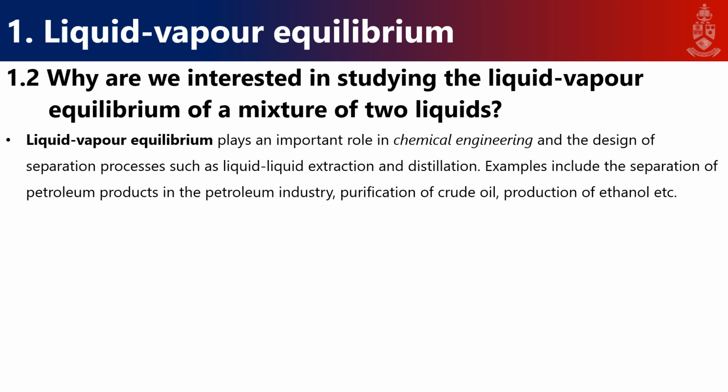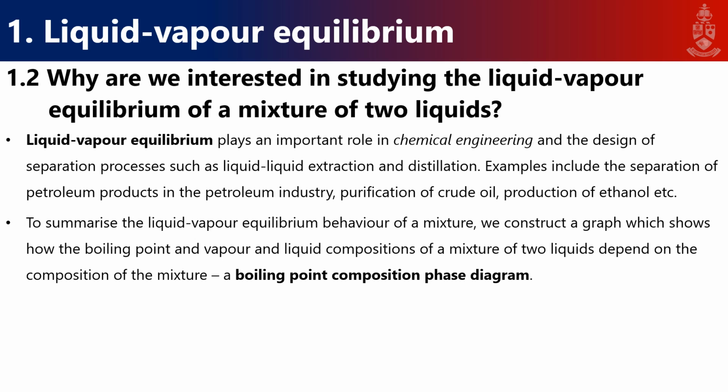Some examples include the separation of petroleum products in the petroleum industry, the purification of crude oil, the production of ethanol, etc. So if you are interested in further reading, just do an internet search on vapor-liquid equilibrium or liquid-vapor equilibrium and distillation or extraction. What you can also do is to just search Fischer-Tropsch synthesis and liquid vapor equilibrium. So that is the well-known Sasol process that is used for the production of hydrocarbons. And you will find a lot of information that is industrially relevant.